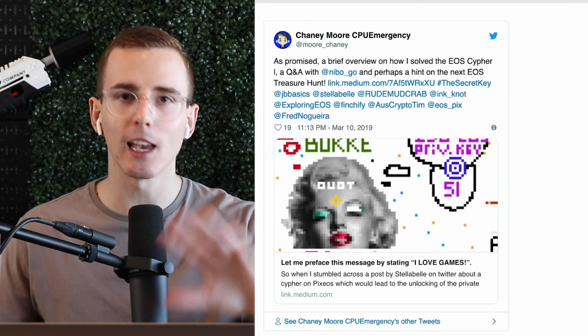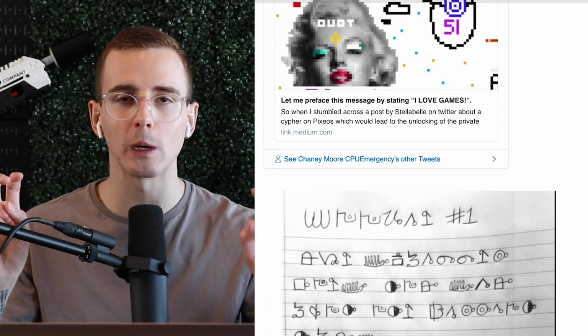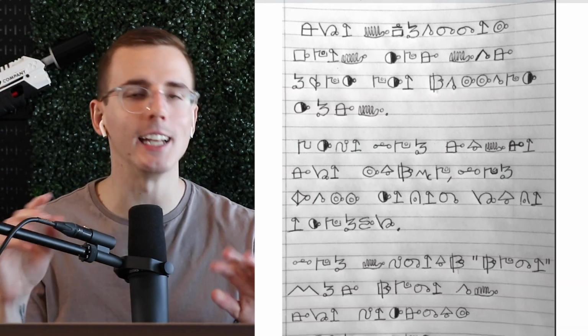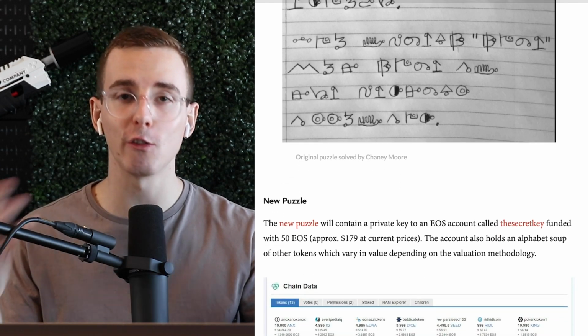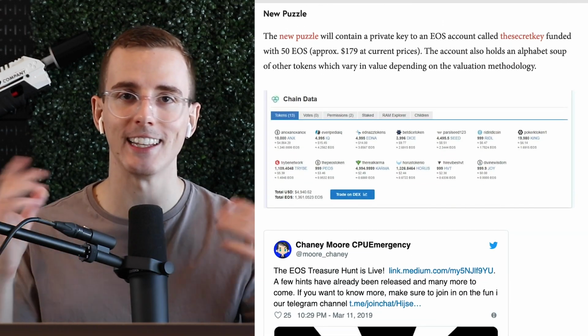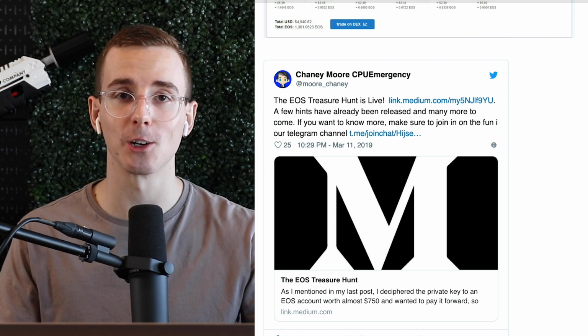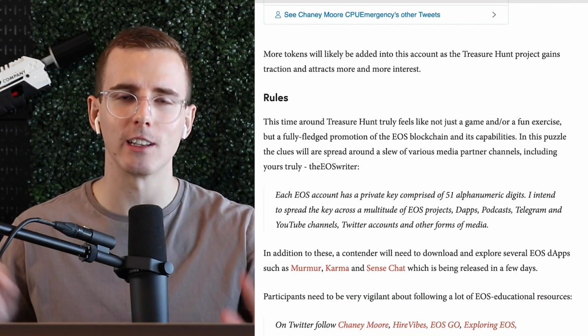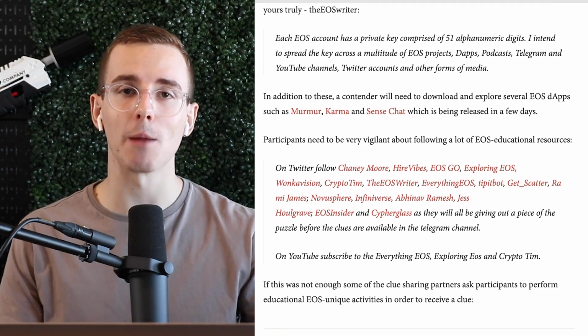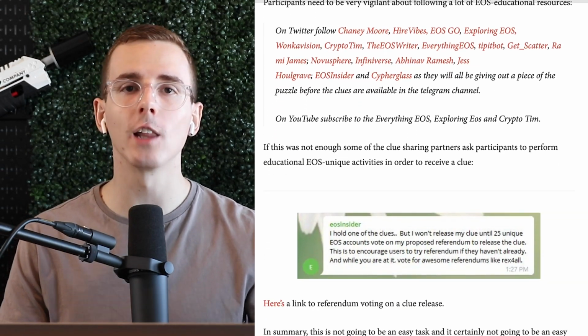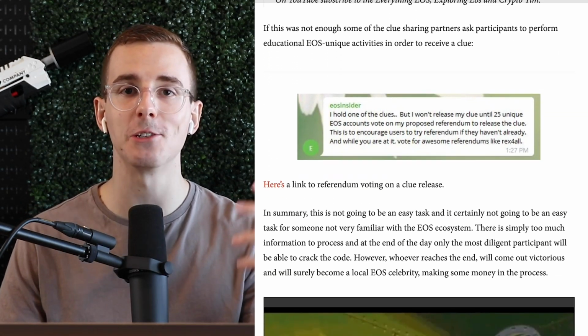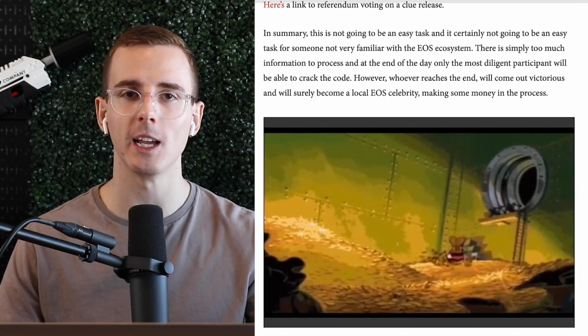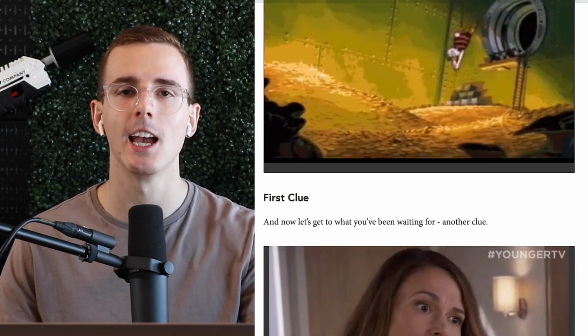Cheney Moore of CPU Emergency basically deciphered clues in a previous sort of treasure hunt, or I guess like a hidden private key event, and got $750 worth of EOS out of that. I'm not even sure how he did it or what he was using, but he basically deciphered the code out of these images and all these different things and came up with that private key. And rather than taking all of the money for himself, he's actually put some of it back into another account and is paying it forward in what's called the Secret Key treasure hunt.